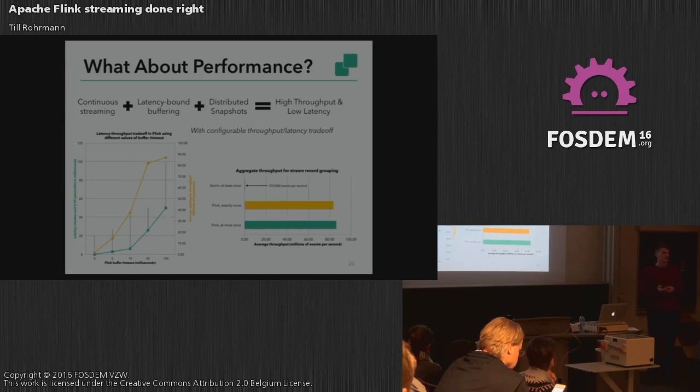Next, we wanted to know what's the effect of the checkpointing mechanism on the overall throughput. So what we did is we fixed for the same job, where we have a grouping, which means a network shuffle, the buffer timeout to 50 milliseconds and computed once the aggregated throughput without checkpointing and once with exactly once, so with checkpointing enabled.